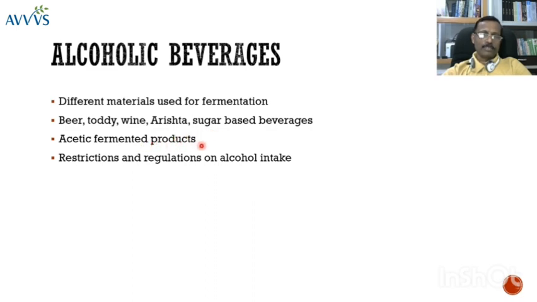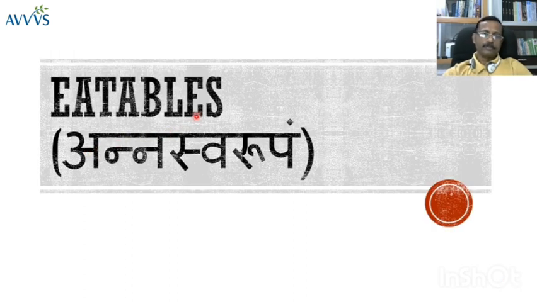Acetic fermented products are called shuktam. Shuktam is the term for acetic fermentation. So such products like vinegar, etc. are also mentioned. And restrictions and regulations on alcohol intake are very, very important. The seasonal regulations regarding alcohol intake, the quantity of alcohol to be consumed, and the difference in characteristics of alcohols from different sources, etc. also are mentioned there. And that is the content of Dravadravya Vijnaniyam or drinkables. Going into the details of each and every individual item is not that much feasible in this presentation.